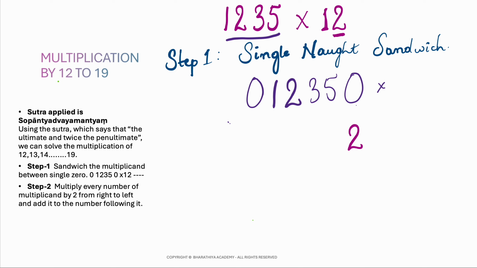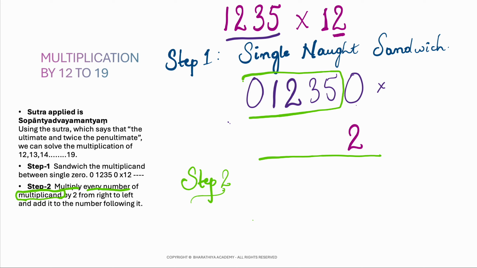Now I want your full attention. Please focus on the chat box. We are going into step 2. In step 2, what we have to do is multiply every number of the multiplicand. So what are the numbers in the multiplicand? Tell me. Only 0, 1, 2, 3, 5. The last 0 will not be part of the multiplicand.